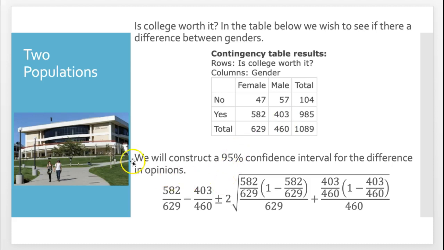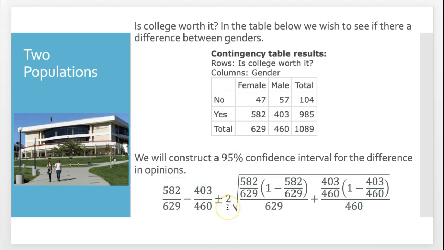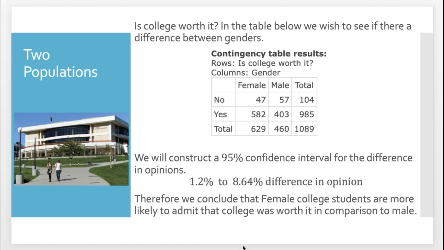So here we go ahead and construct a 95% confidence interval for the difference in opinion. Here I have the sample proportion of the female minus the sample proportion of male, and I'm doing 95%. So we want to include a margin of error of 2 standard errors. Sometimes you put 2, other times you may see 1.96. And this is just the standard error for the difference in the proportions. Make sure you keep track of your numbers. Make sure that the sample size of sample 1 sticks with the sample proportion of sample 1. Try not to mix those up as you work this out.